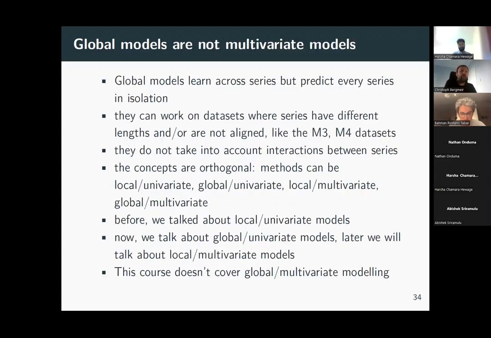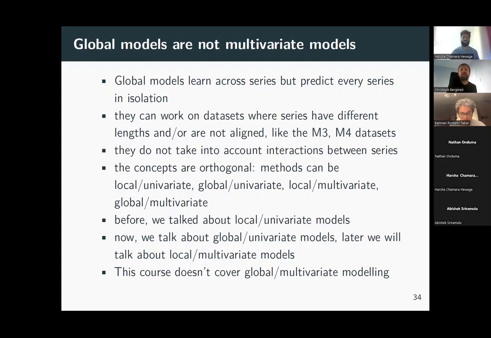One very important point I want to make is that a global model is not a multivariate model. Why is that? In a global model, you learn across all series together, but you predict every series in isolation. That means they can work on data sets where different series have different lengths. They are not aligned like M3 and M4. They do not take into account interactions between the series. And in fact, the concepts are actually orthogonal.